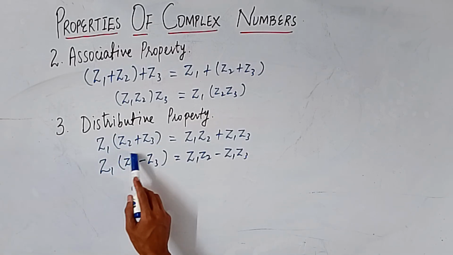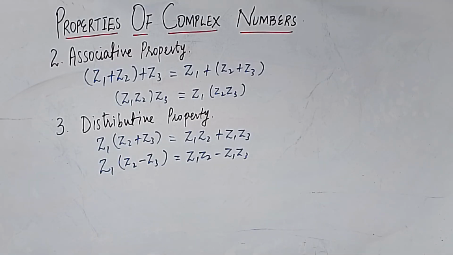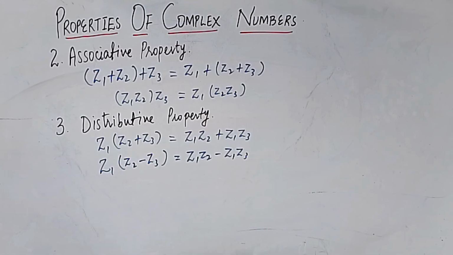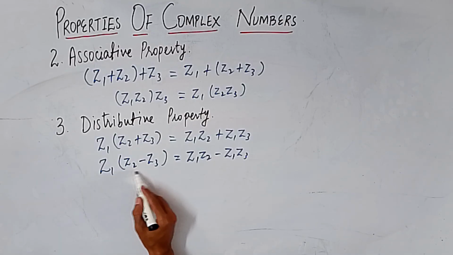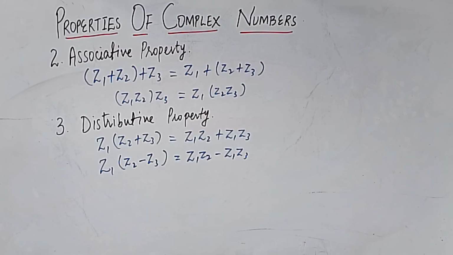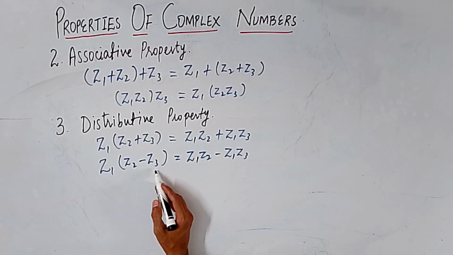On the left hand side you need to first add them, and then you need to multiply it with z1. So already you know how to do addition and subtraction. In subtraction also, as we have already discussed, the real part will be subtracted from the real part and the imaginary part from the imaginary part. But here you need to understand one very important thing: when you are doing subtraction, use the bracket and minus sign and then bracket, so that it will change the sign of the z3 or whatever complex number is in the question.